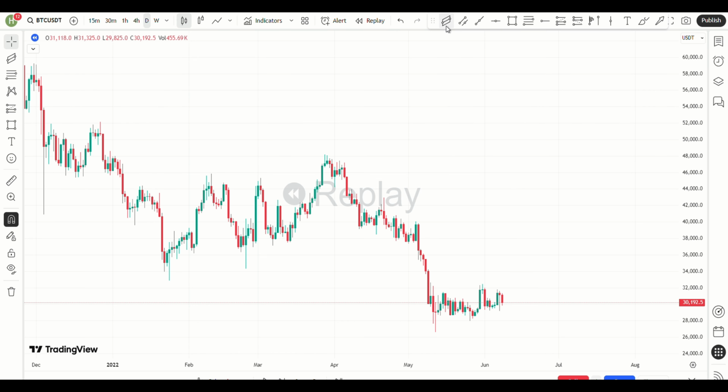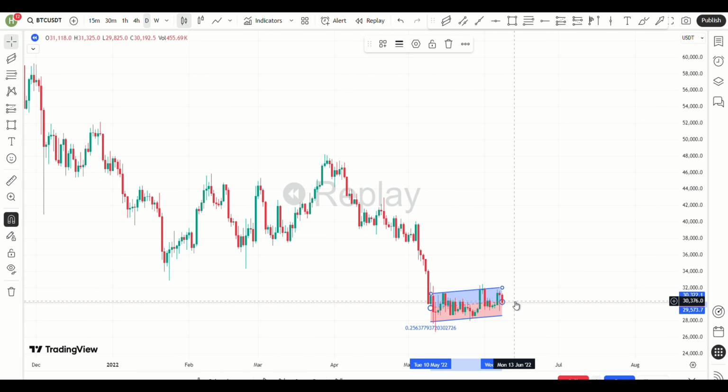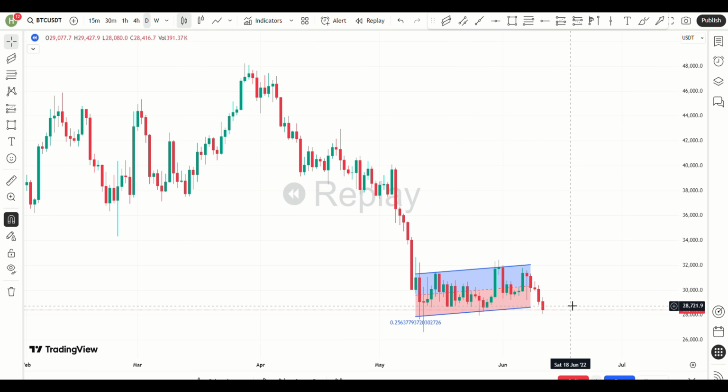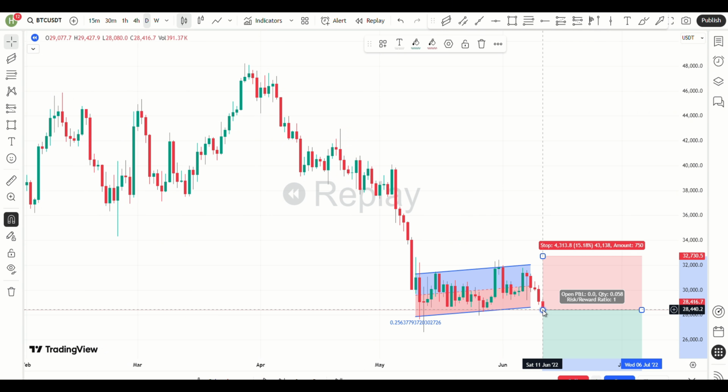All we need to do is select the regression trend tool and put it here, and this tool will mark the resistance and support areas automatically. Look, here is a clear breakout, and we're going to place a short position here.